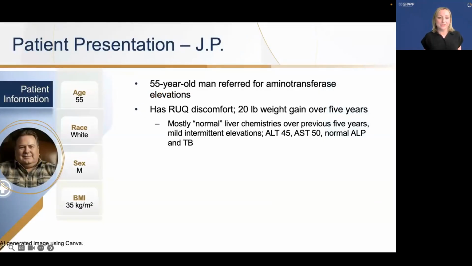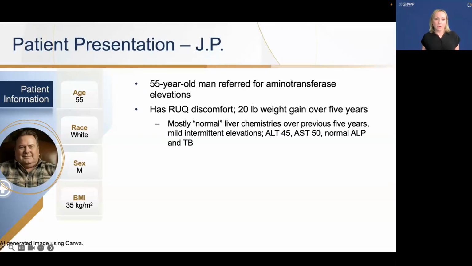Okay, so now let's apply this baseline knowledge to a patient presentation. This is JP. He is a 55-year-old man referred to your clinic with mild aminotransferase elevations. He's gained 20 pounds over the last 5 years and has central adiposity, prediabetes, and hypertension.